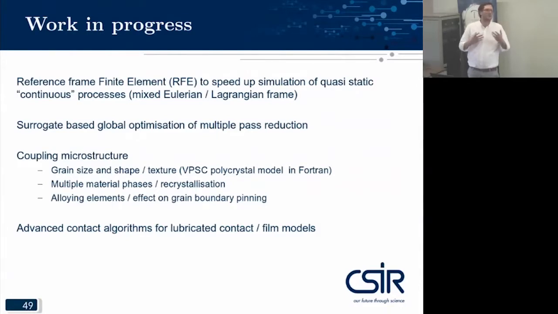And then the big thing is coupling the actual microstructure, coupling grains and sizes and orientations and grain boundary sliding and all the other physical phenomena into the material model, having actual texture evolution. The next big thing is also looking at the contact between the rollers and slab. So looking at advanced material models or contact algorithms that actually deal with lubricated contacts. At the moment, it's just pure Coulomb contact.